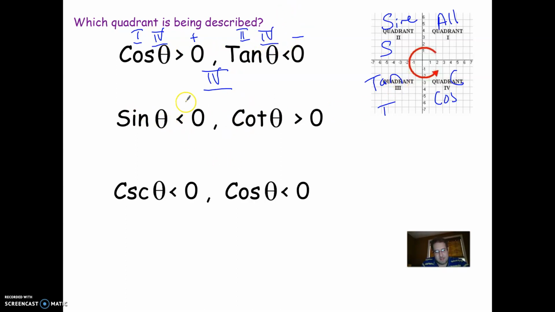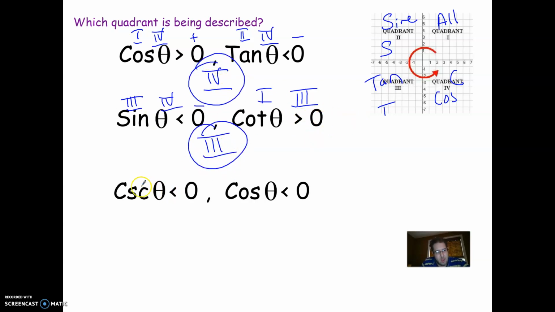Sine of theta is less than 0, meaning it's negative. Sine is only negative in the bottom 2 quadrants, so that'd be 3 and 4. Cotangent, keep in mind, is the same as tangent, so it's positive in these 2 quadrants, that would be 1 and 3. You gotta be careful because I'm looking for positive, so you always gotta look at the sign. The only one that overlaps here is 3, which is your answer.